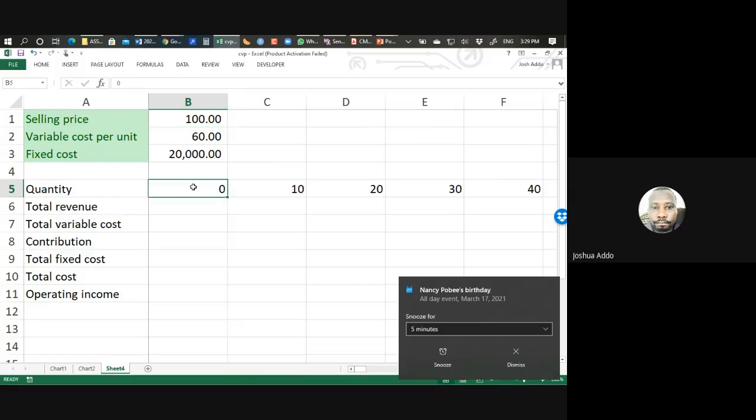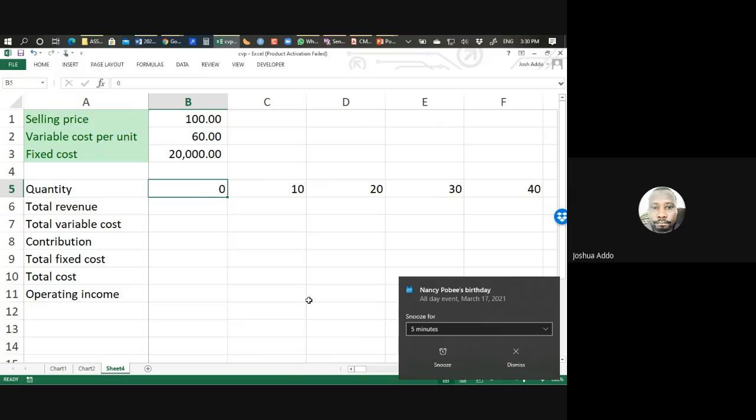So with this given cost structure and given sales revenue per unit, how many units of the product? So this is the quantity. How many units of the product should we produce to make profit zero, to break even?